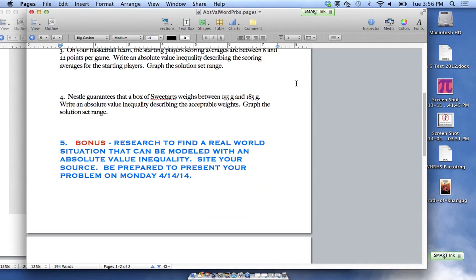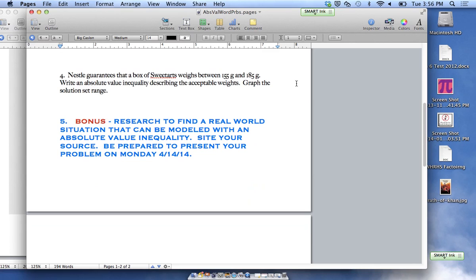And then let's look at number 4 together. Number 4, you're actually given the 2 boundary points and you're asked to work backwards. So Nestle guarantees that this box of candy weighs between 155 and 185 grams. So these are my 2 boundary points. So any box of candy produced by Nestle, this particular type of box of candy, should weigh in between these ranges, including the 2 tails.